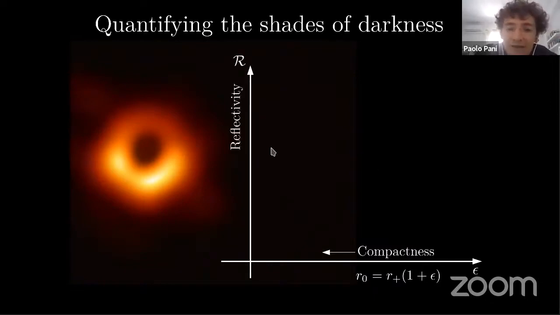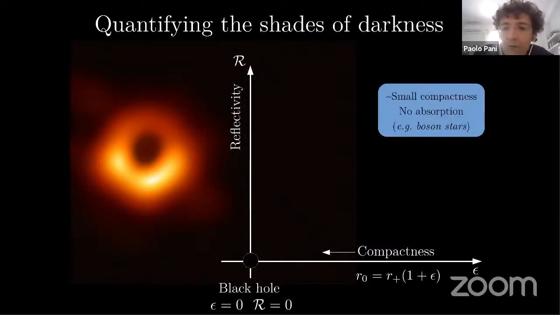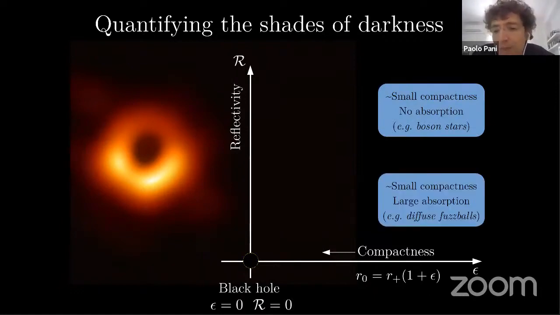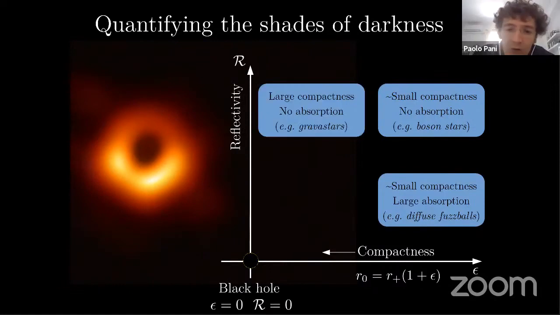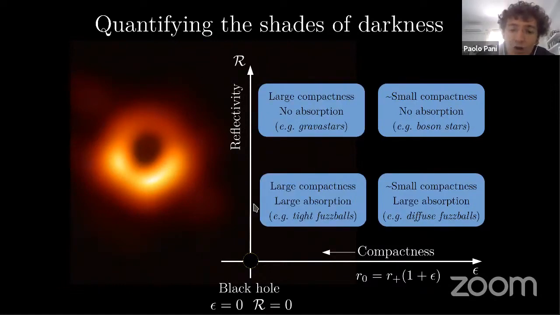And the other is the reflectivity, so how much energy is absorbed by this object in its interior. A black hole, of course, sits here, at 0 reflectivity and 0 epsilon, but there are different corners in this parameter space. Small compactness, no absorption, typical of boson stars; small compactness, large absorption; and all possibilities. Of course, the closer we are to the black hole limit in these two dimensions, the more difficult it will be to tell alternatives apart.